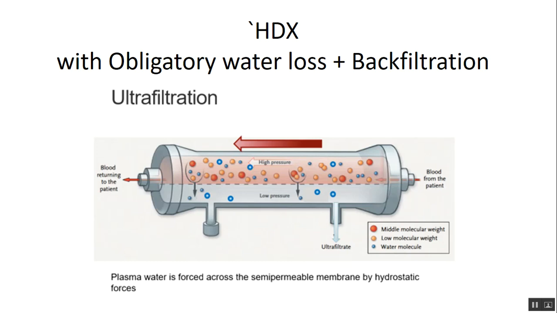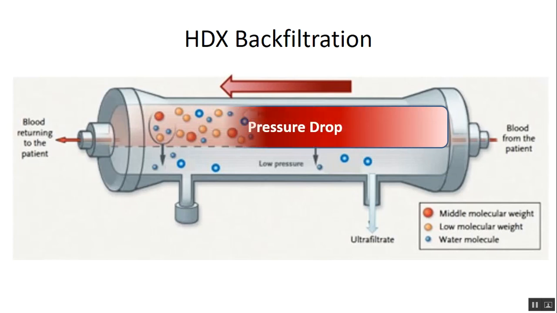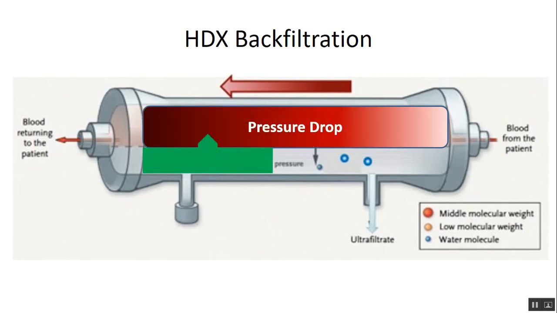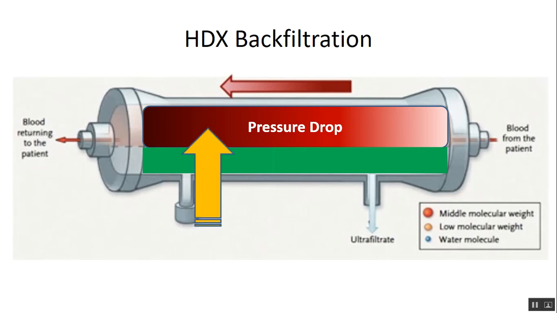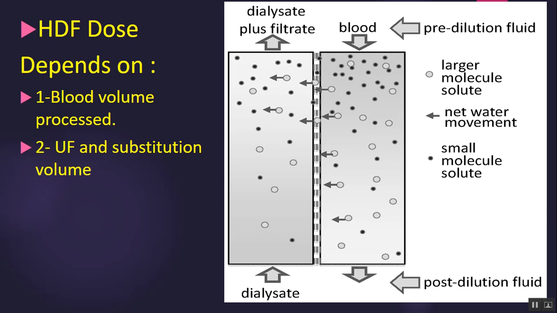في expanded hemodialysis الالترافلتريشن ريت بيبقى هاي، ده معناه ان في obligatory water loss، وبالتالي for control of blood volume بيحصل what's called backfiltration, which is movement of the dialysate to the patient through the dialyzer to compensate for the obligatory water loss. Backfiltration volume is risky for pyrogen transfer, so we have to define the water treatment.